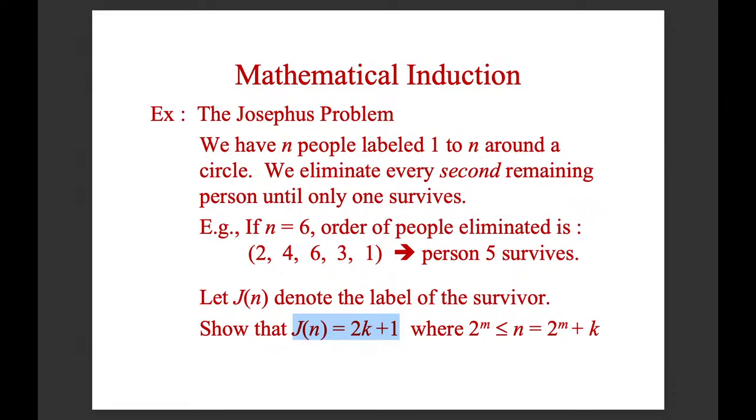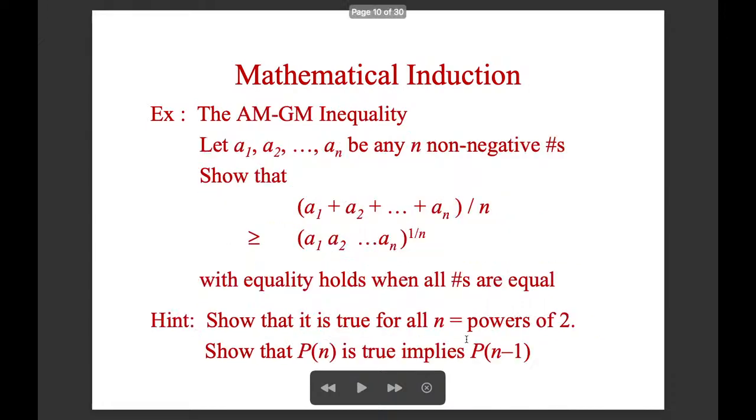Okay, let's take another example. What is the value of J of 100? If I want to compute J of 100, let us find the closest power of 2 less than or equal to 100, and we find that it is 64. So 100 is 36 more than 64. By this statement, we claim that J of 100 is equal to 2 times 36 plus 1, which is equal to 73. And why is it true? Then we can show this by induction.